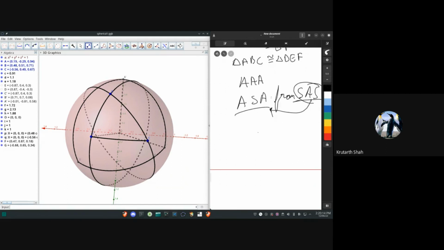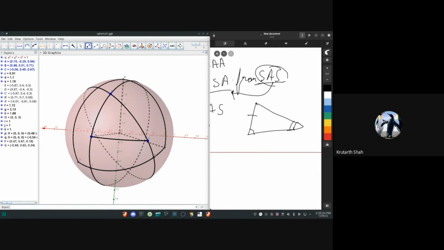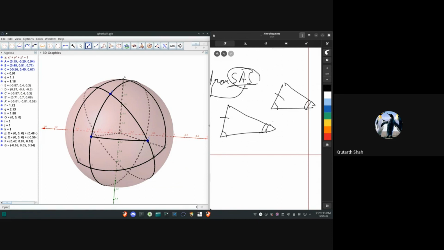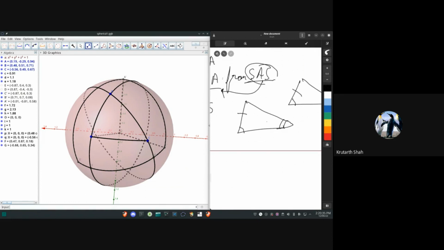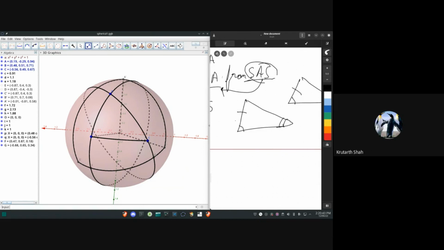So okay, but what about AAS? In Euclidean geometry, we take it for granted that if we have these two angles equal and some other side equal to another, then they're congruent. But how would you prove this for Euclidean geometry, assuming ASA? In Euclidean, this is true.